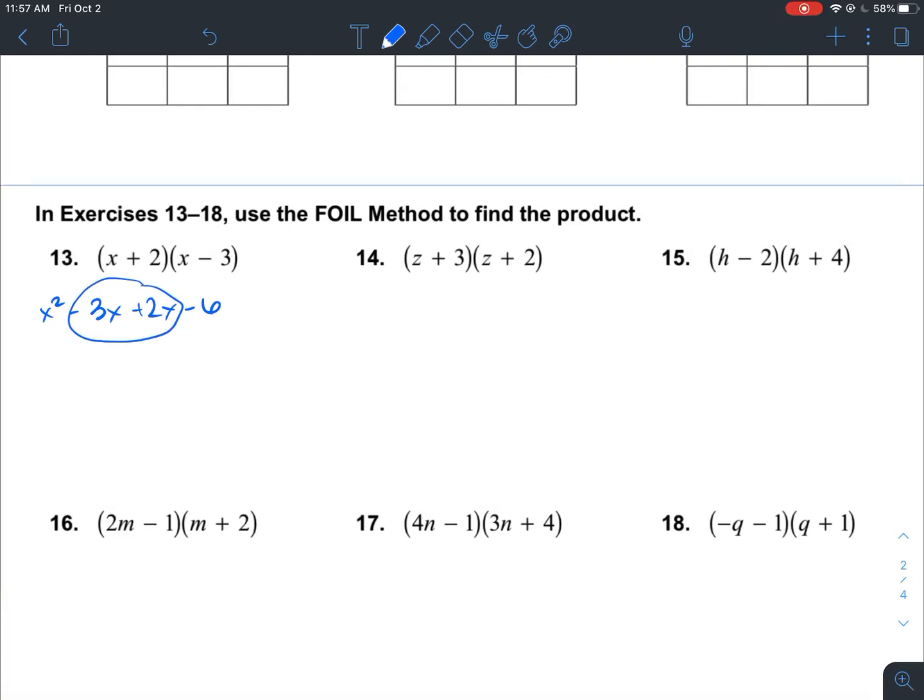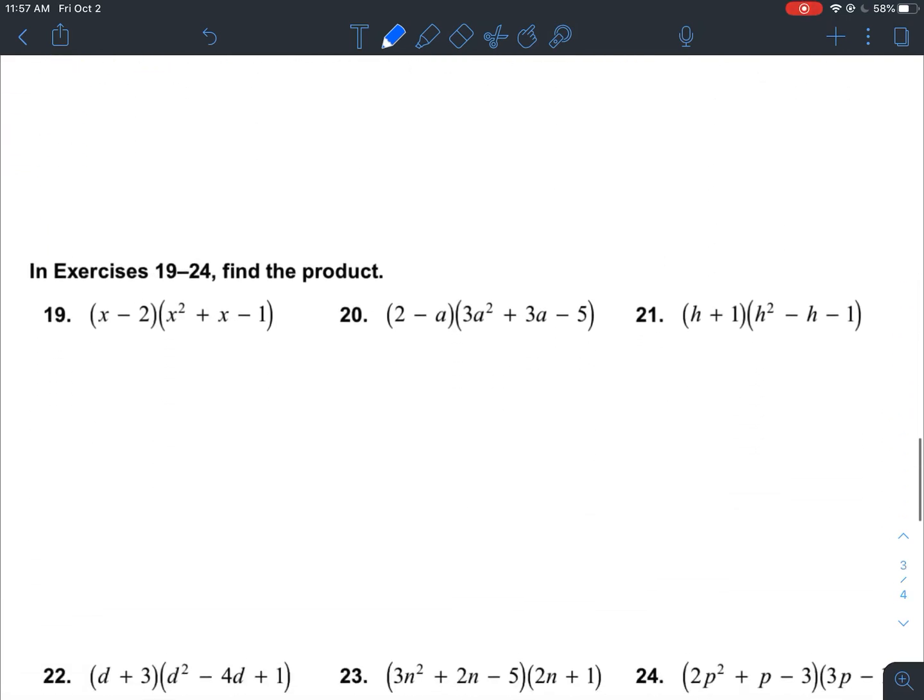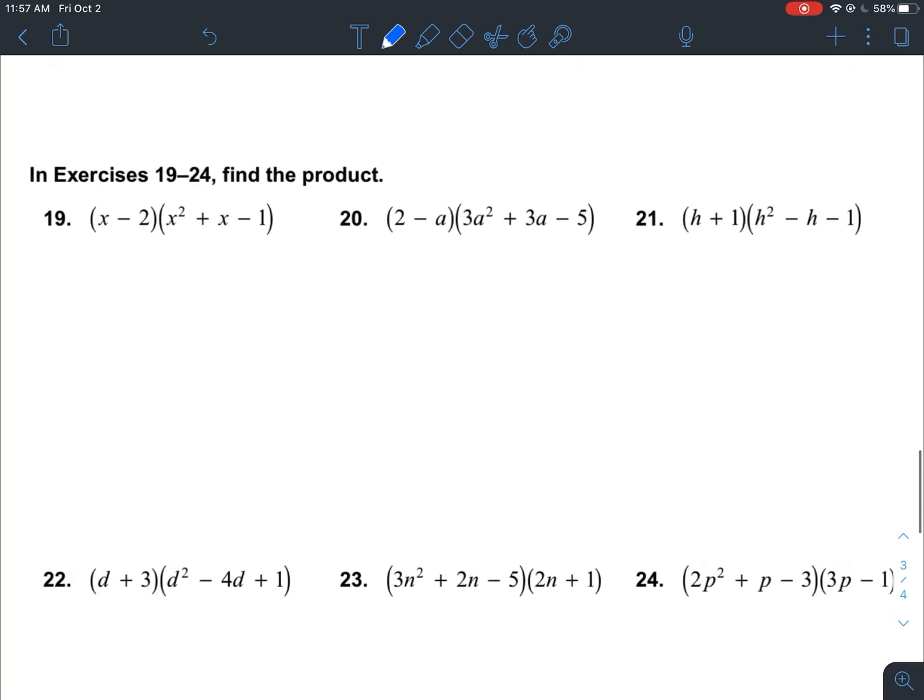Combine the middle terms, so we have x squared minus x minus 6. There you go. So go ahead and go through the rest of those examples. Okay? And last is just finding the product.